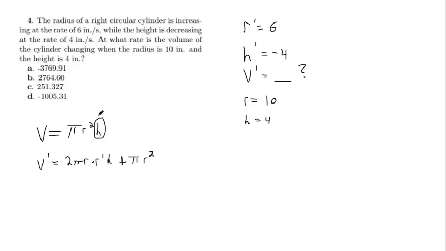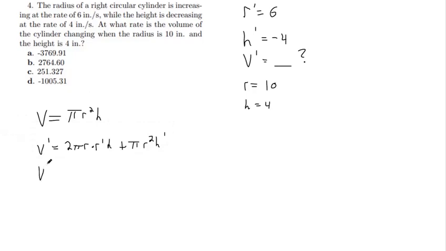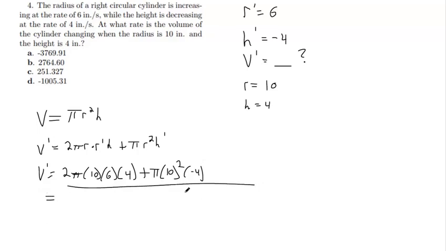Now this isn't 1 because we're deriving with respect to time, with respect to s. So the derivative of h with respect to s needs to be written as h prime. Okay, so that's the derivative equation. Now it's just algebra. You just plug in everything. So this is 2 pi times 10, then r prime is 6, h is 4, plus pi times 10 squared, h prime is -4. And then all you have to do is plug that through a calculator.